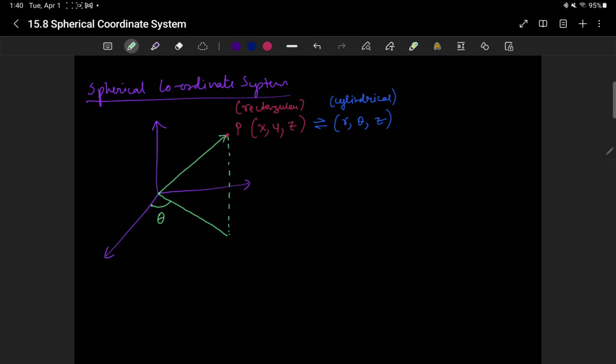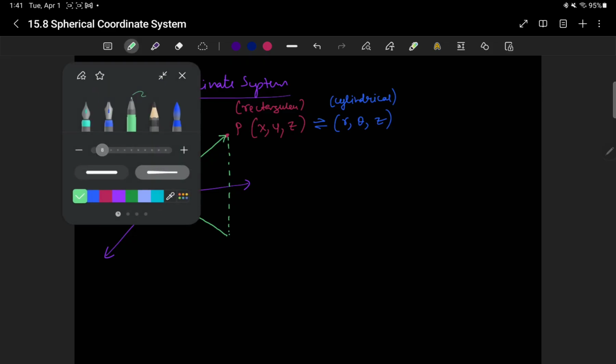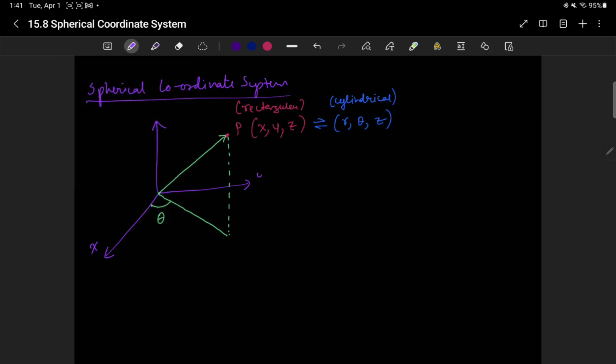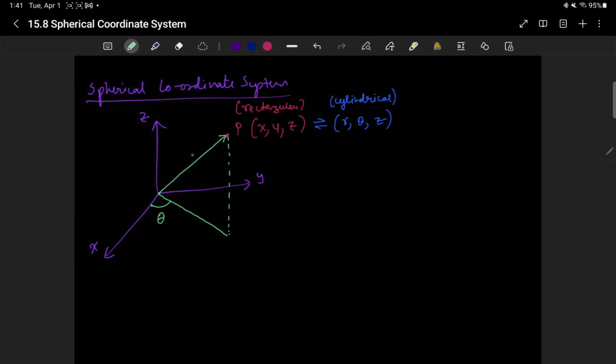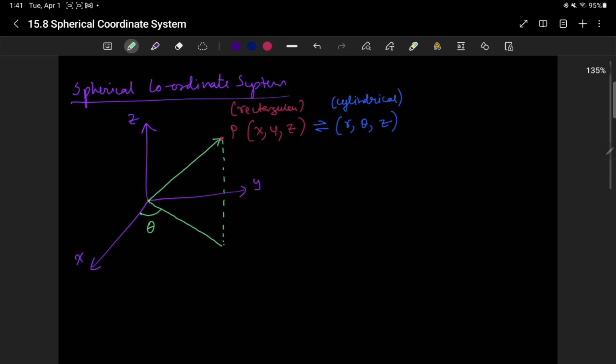So the difference in cylindrical and spherical is that in cylindrical, the r represented the distance from origin to the projection in the xy plane, whereas here the distance represents directly the distance between origin and the point. And so we don't want to call this r because that's going to create confusion. So we give it a new name called rho. And then we need a third, which is an angle, a solid angle from the z-axis, and this is called phi.